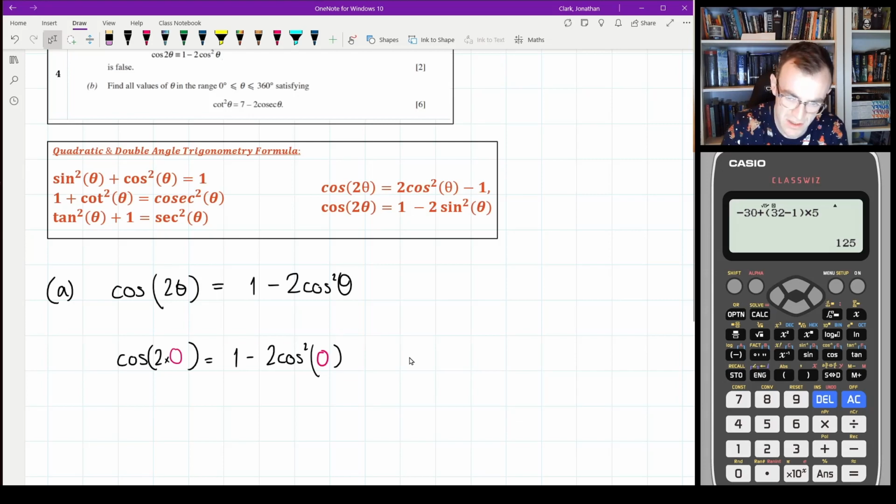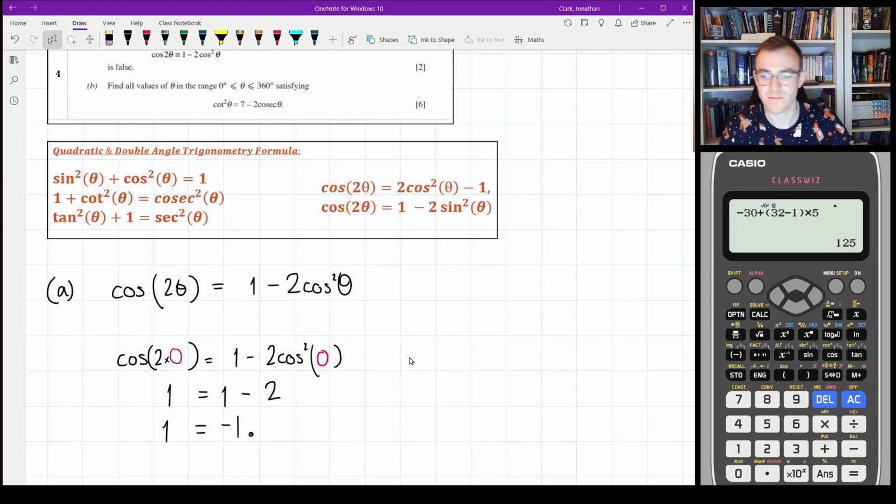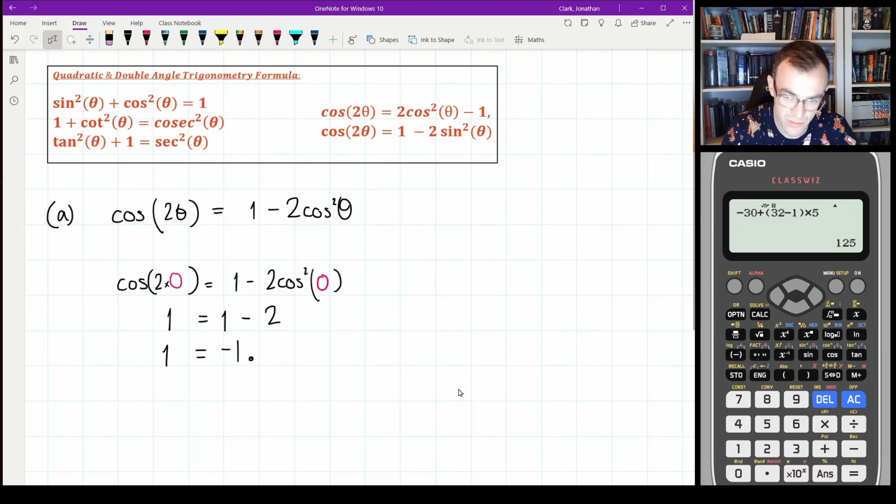So cos of 0 works out as 1. 2 cos squared of 0 is going to work out as, well, cos squared of 0, you can type it in, is also 1. This is going to work out as follows. And you can see the left and right hand sides do not match.